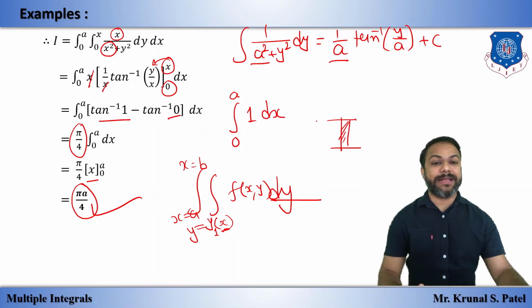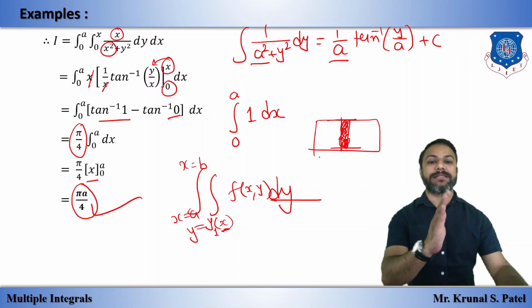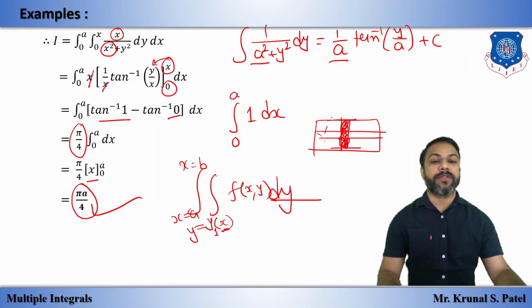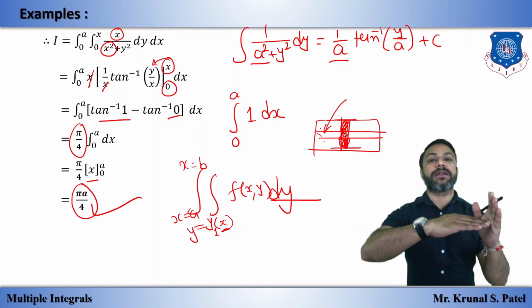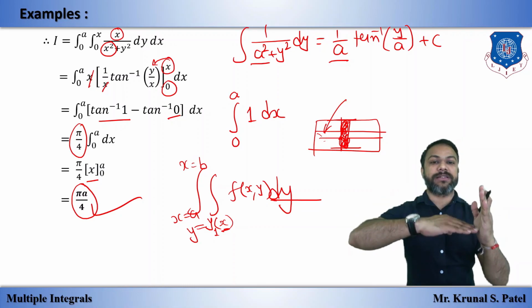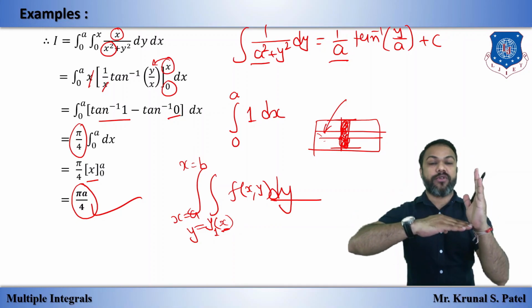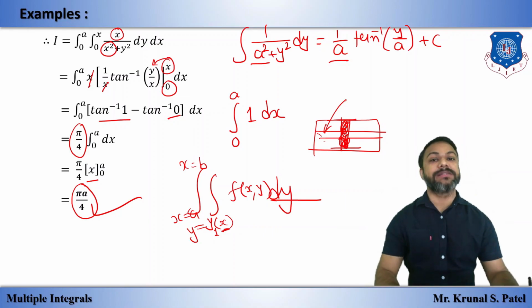And then after getting the region, we have to just change the order. That means the vertical strip becomes horizontal. This is the new strip. At that time, we will make x the subject from left to right. And now this horizontal strip moves like a vertical one, and we will get the limit of y from here. This is the concept of change of order.